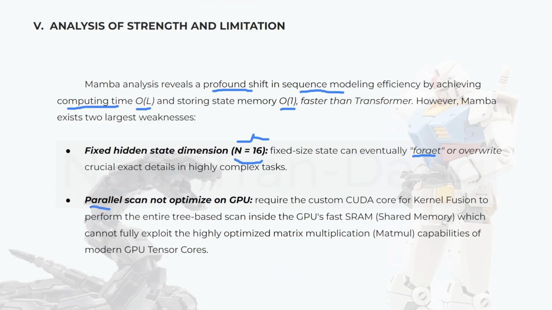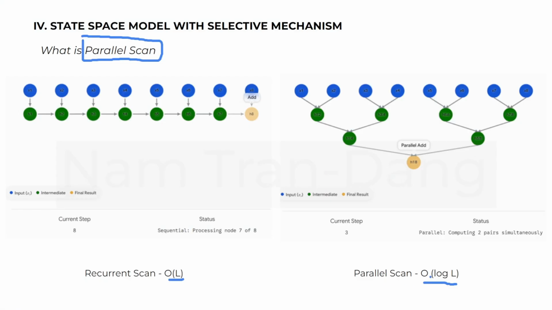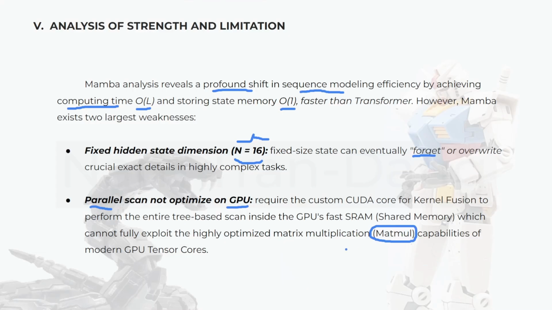And the second one is that the parallel scan is not really optimized for GPUs. Most recent GPUs use CUDA cores and support operators like MATMUL, the matrix multiplications, which are much faster than this one. This one is still O of log L. The original Mamba, although it's fast, doesn't really utilize the optimization of the GPU. And it's quite hard to implement. So this is one of the disadvantages of Mamba that the next version is going to improve.